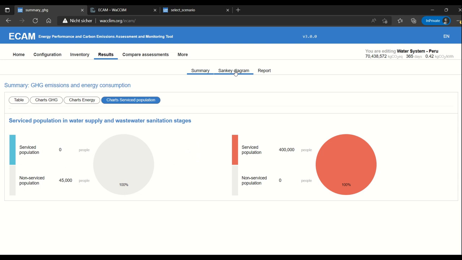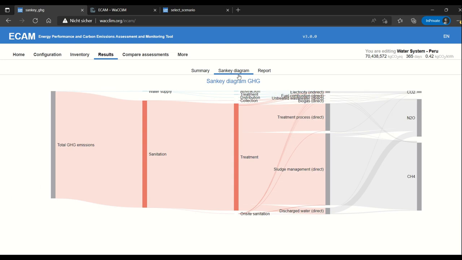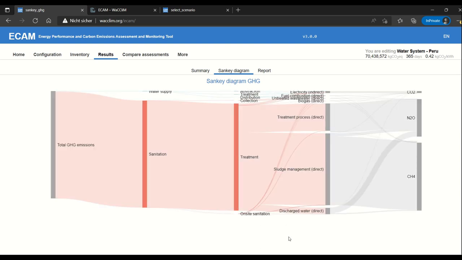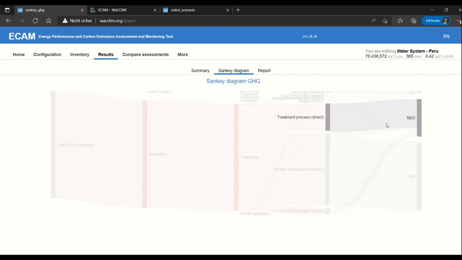Then you can move on to the Sankey diagram. The Sankey diagram is a summary of where the greenhouse gases come from in the water system. So we have total greenhouse gases, then you can see it split for sanitation and water supply. Then you can see it split further down into indirect and direct emissions from the various substages. And then finally, you can see these all then associated with a specific gas.